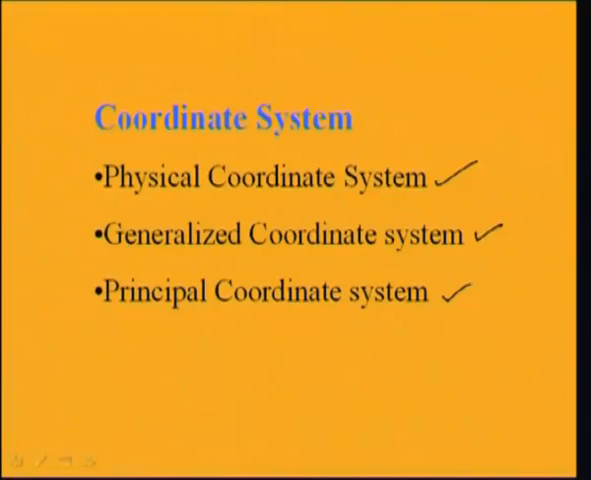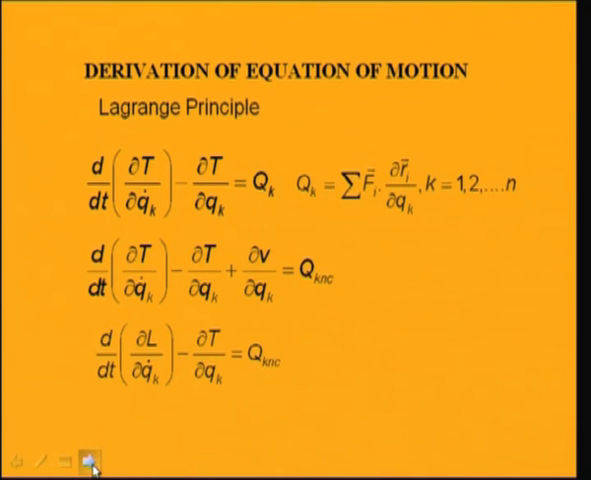In the case of generalized coordinates, these are the set of minimum number of coordinates required to express the motion of the system. In the principal coordinate system, you take a coordinate system in which your mass matrix and stiffness matrix are uncoupled. So, you have studied the physical, generalized and principal coordinate systems. Also, I told you about the derivation of the equation of motion using the Lagrange principle.